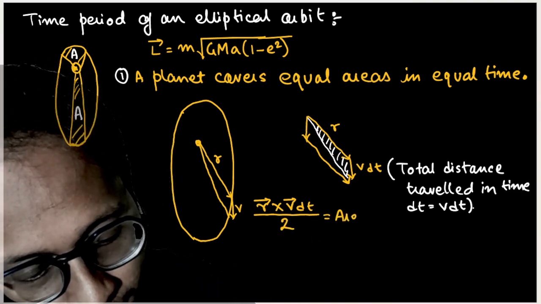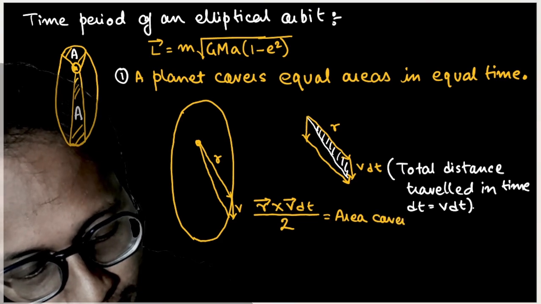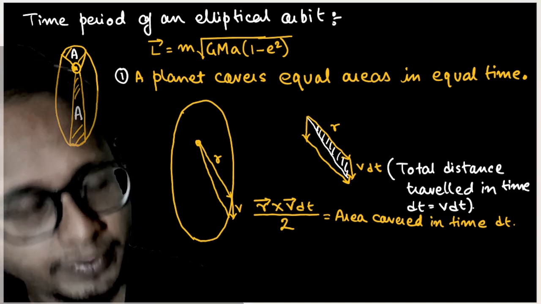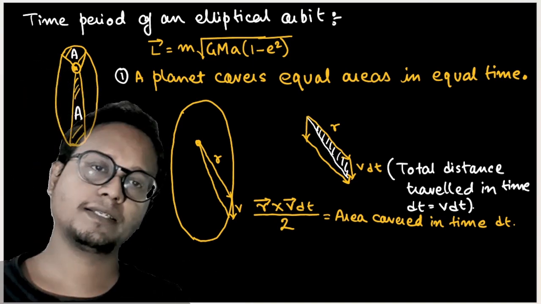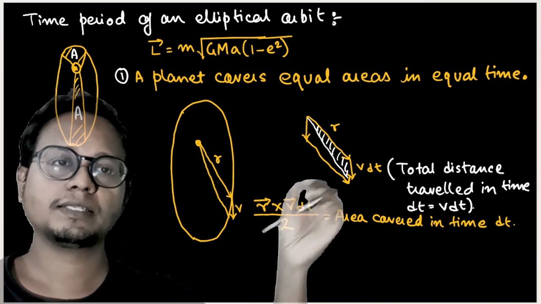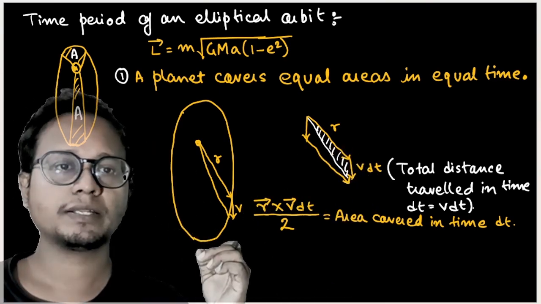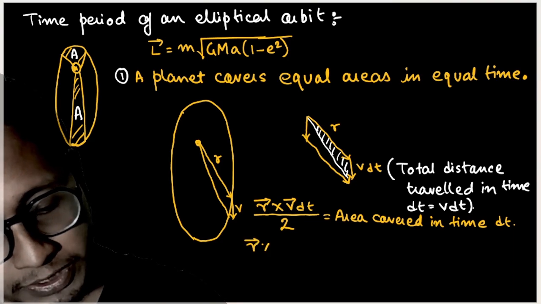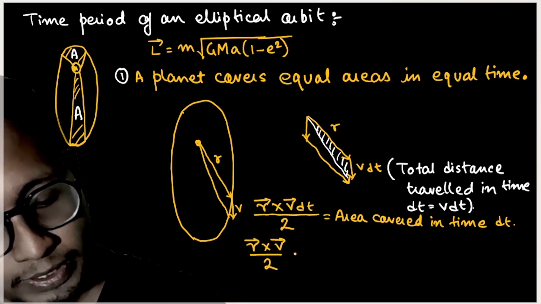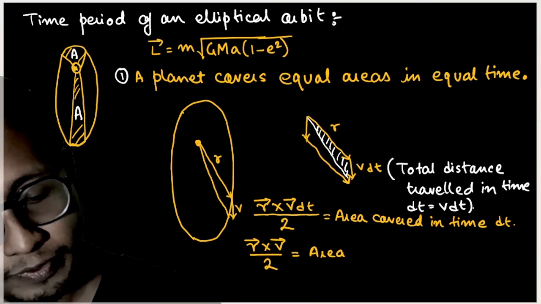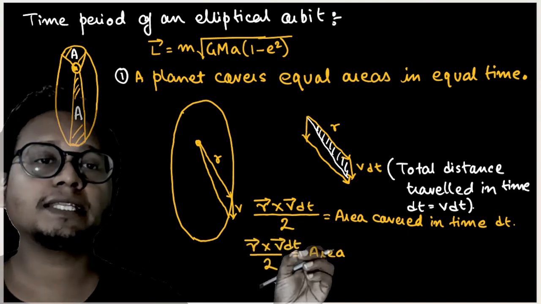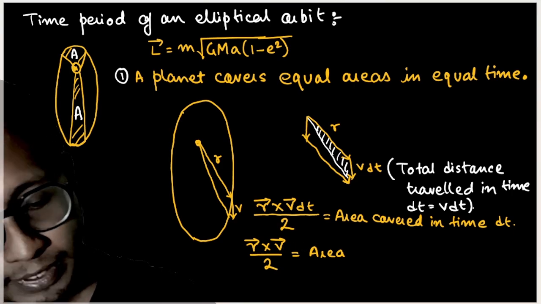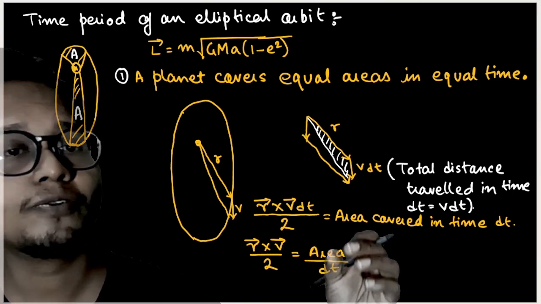This is nothing but the area covered in time dt, isn't it? This much area is covered in time dt, no? Okay, so the area is nothing but r cross v dt by 2. Sorry, v dt. Now can I send this dt down here? I can send this dt down here.